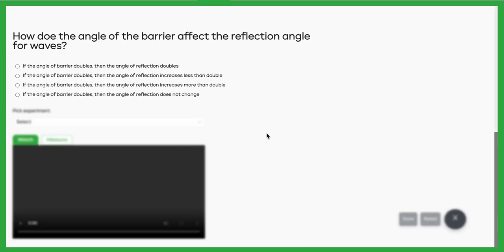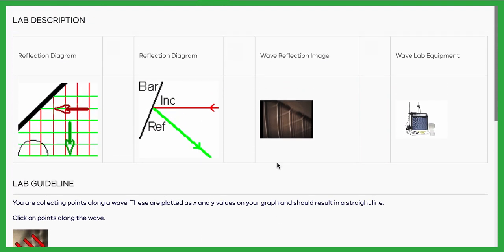Welcome to the Smart Science measuring video about the Wave Reflection Lab. In this lab, you're looking at how the angle of the barrier affects the reflection angle for the waves. So there's an incoming angle and an outgoing angle for waves with a barrier, and you're going to learn more about that here. Notice some sample diagrams at the top of the page that show you how the incoming and outgoing angles work.